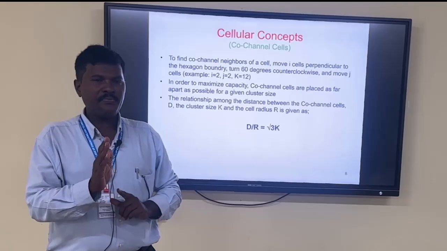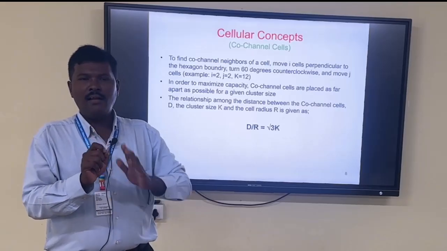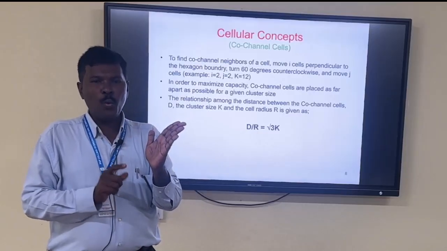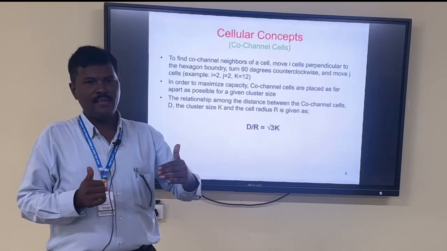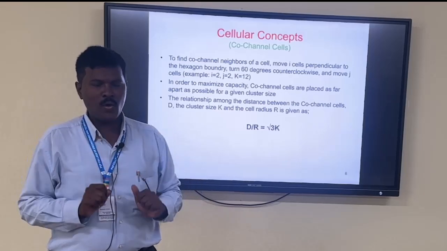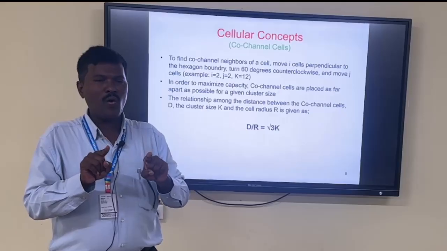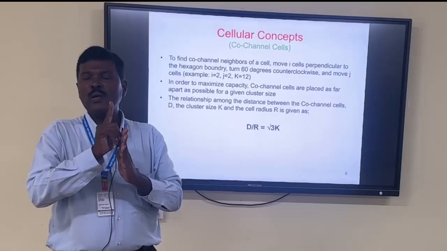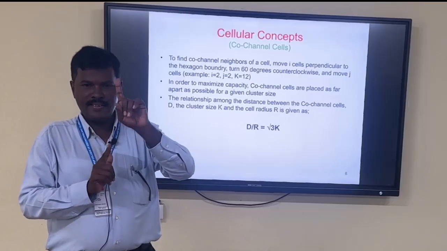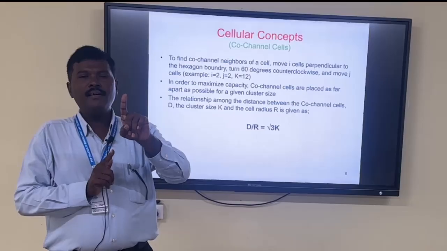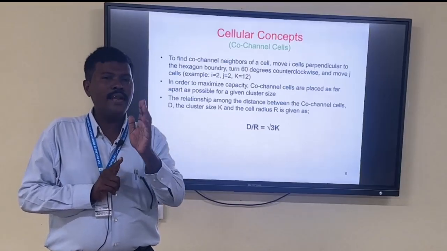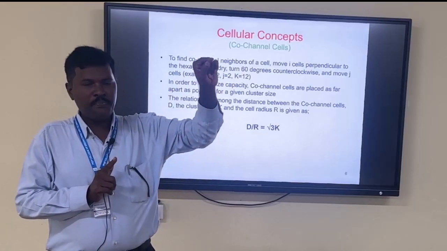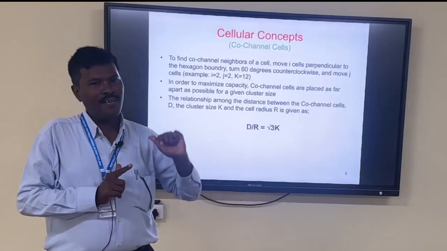Then after that, we have to turn through a 60-degree angle counterclockwise and move J cells. This is a very simple procedure. Once again I repeat: from the boundary of the hexagon, we take a perpendicular, then move I number of cells perpendicularly, then from there we turn 60 degrees counterclockwise, then move J cells. Once it reaches a particular cell, that is a co-channel cell for the origin.